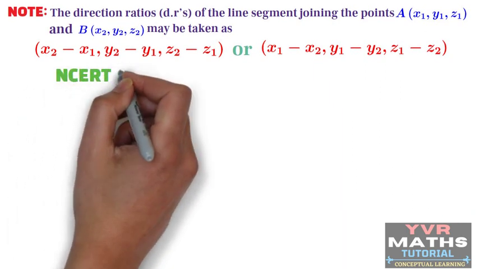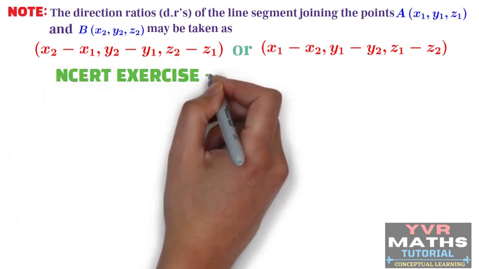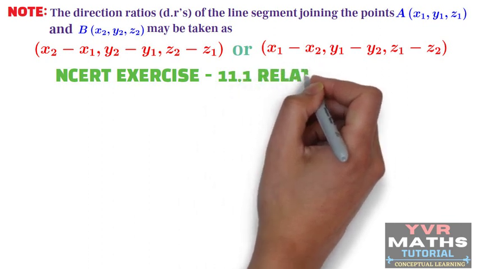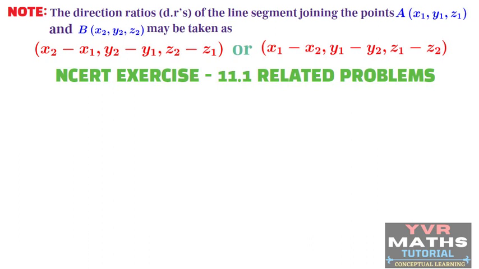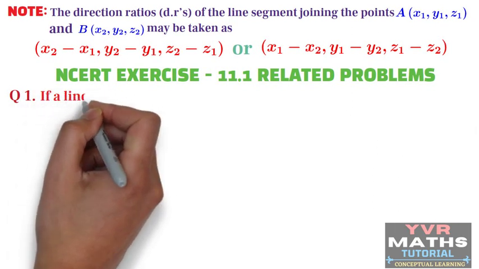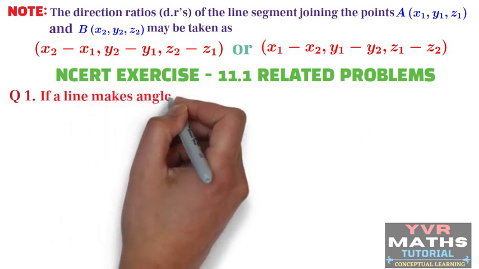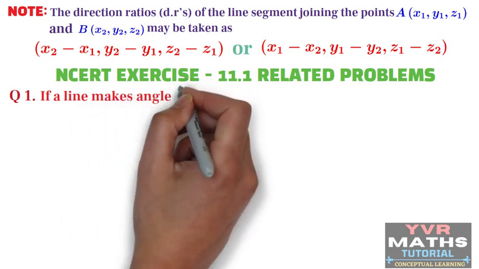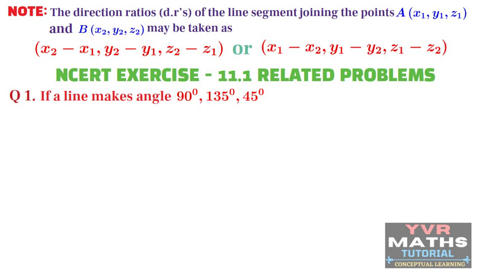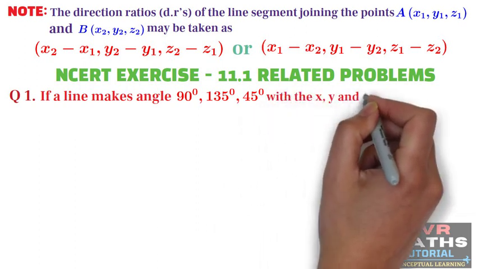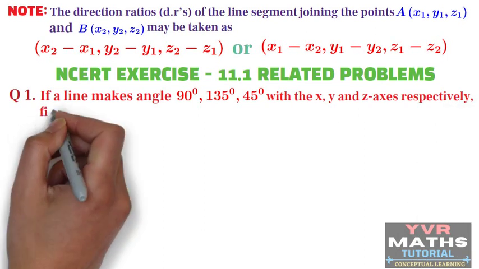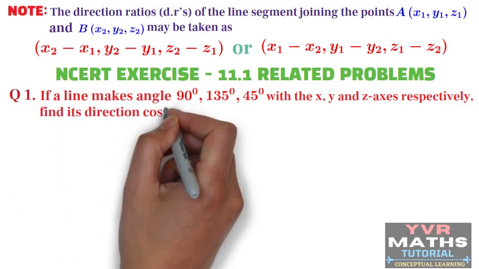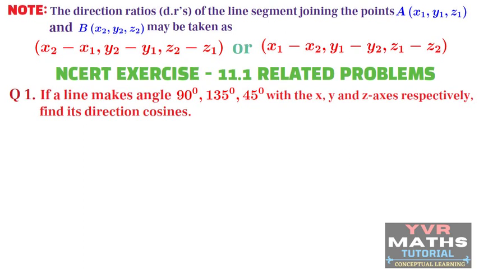We will discuss some important problems based on the concept direction cosines and direction ratios. Now I will explain NCERT exercise 11.1 related problems. Let us take first question. If a line makes angles 90 degrees, 135 degrees, 45 degrees with the x, y and z axis respectively, then find the direction cosines. If we know the direction angles, how we can find direction cosines?